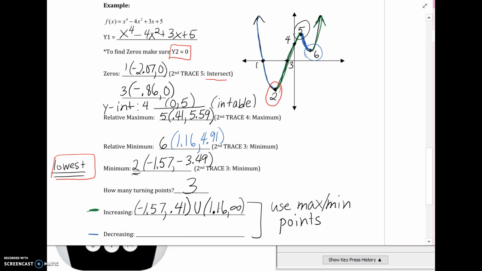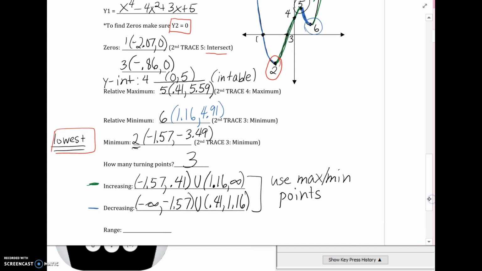And you can also do this with inequality notation. I did it that way on the posted notes if you want to check that out. And then for decreasing, it's going from negative infinity to the value of negative 1.57. So you'll see some repeats in here. Union, and then the points from 5 to 6, so 0.41, 1.16. So you should be reusing some of those same values.